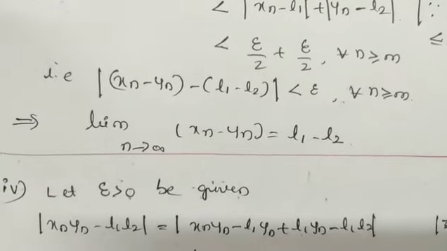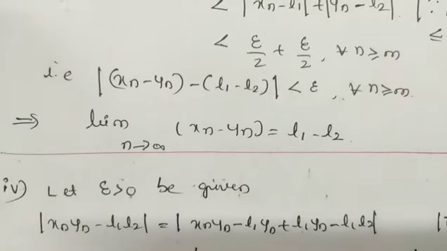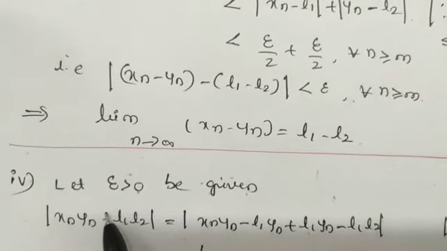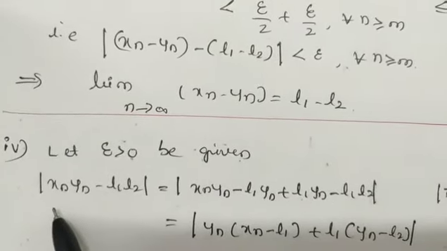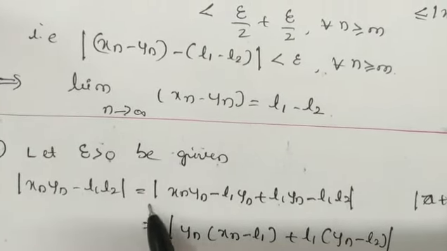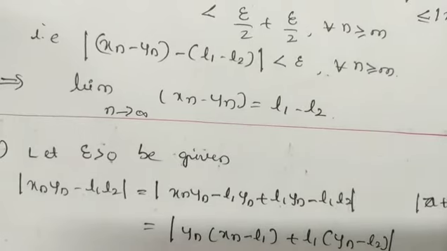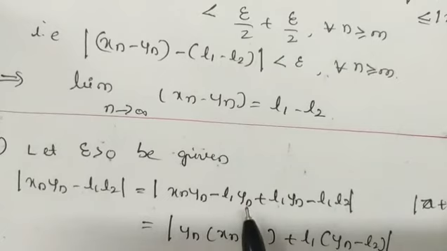Let us prove the fourth one. In the fourth one, what do we want to prove? We want to prove that limit as n tends to infinity of xn into yn is equal to L1 into L2. Let epsilon greater than 0 be given. Then let us consider mod xn yn minus L1 L2, which is equal to mod xn yn. What you have to do here is add and subtract L1 yn, so we subtract L1 yn and add L1 yn, and minus L1 L2 as it is.